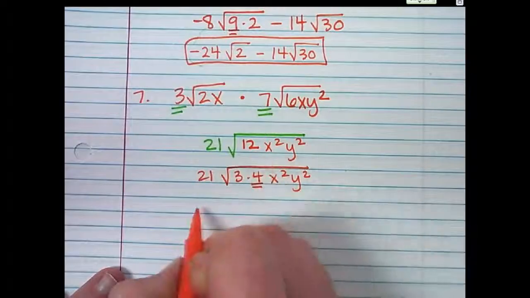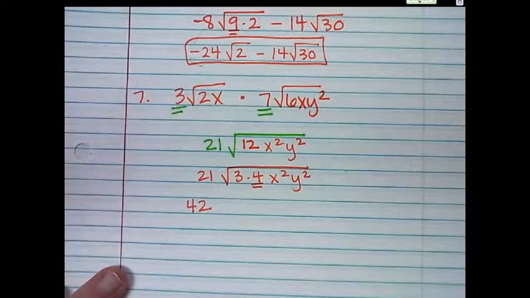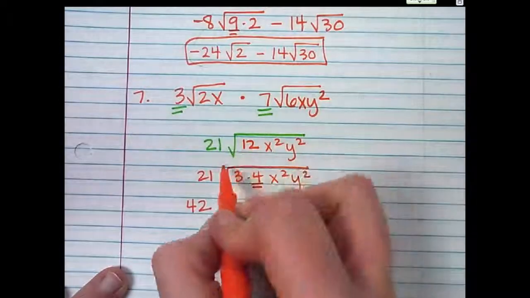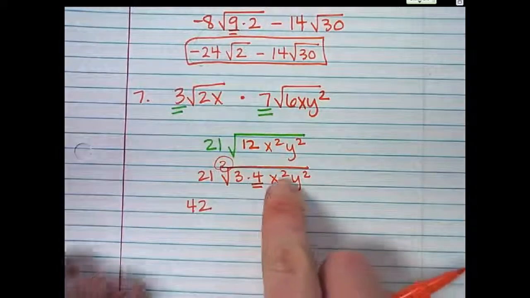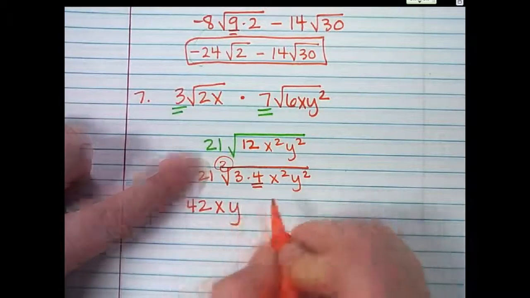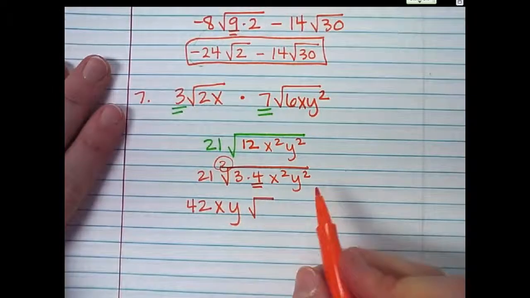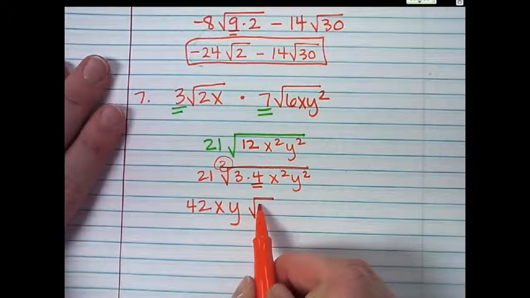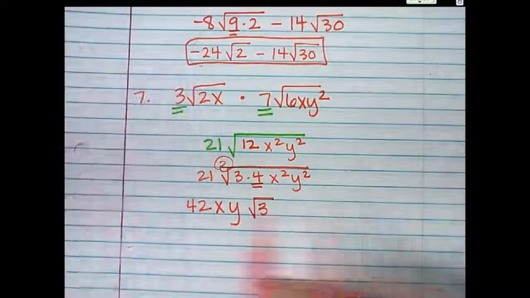So the square root of 4 is 2. So bring it out and multiply it with the 21. So if this is a 2, I'm dividing. 2 divided by 2 is 1x, and 2 divided by 2 is 1y. What's left on the inside? Should be just a 3.